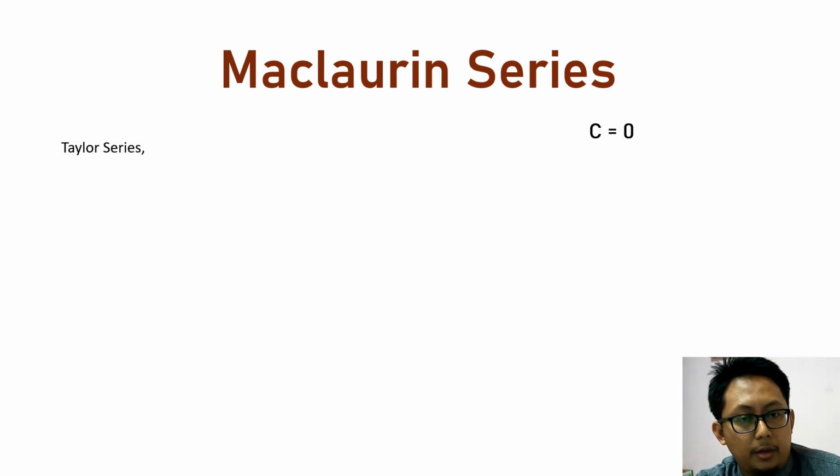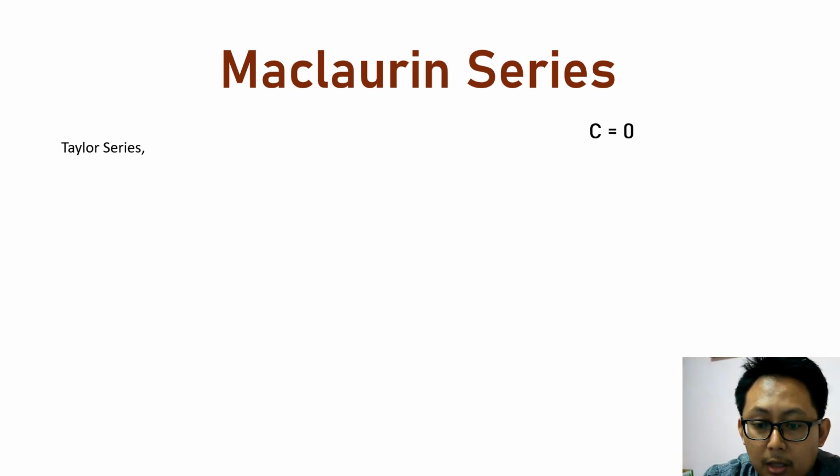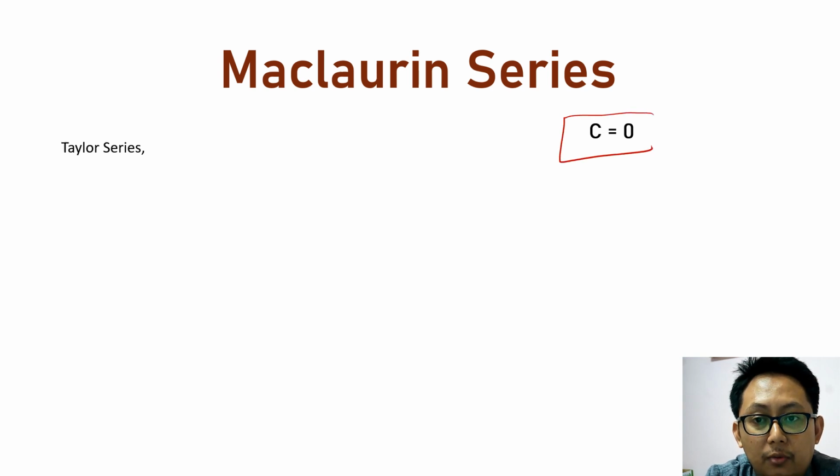Assalamualaikum. Next, Maclaurin series. If you have completed the Taylor series, then this will be the easiest part compared to the Taylor series, which is the Maclaurin series. For information, for the Maclaurin series, we use the same equation as the Taylor series. However, they have a difference on the C. For the Maclaurin series, C is equal to 0, which means that in all the equations you can remove the C.